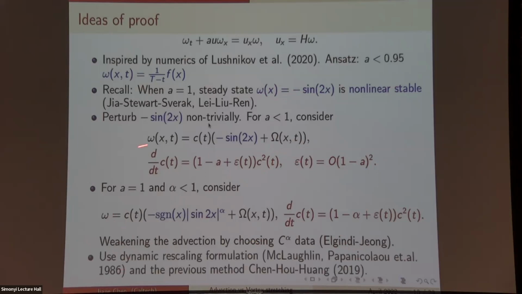So the actual proof uses a slightly more complicated language that is based on a dynamic rescaling formulation and our previous method. So this is the story of the blowup of this model. Before I move to the opposite side, any questions?